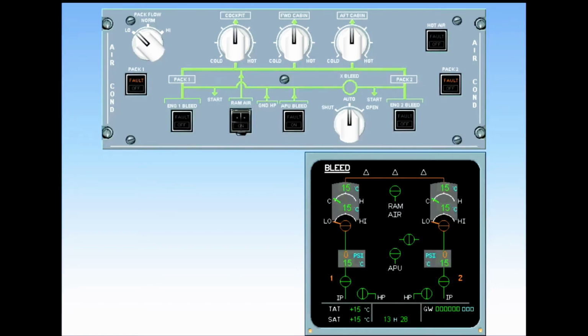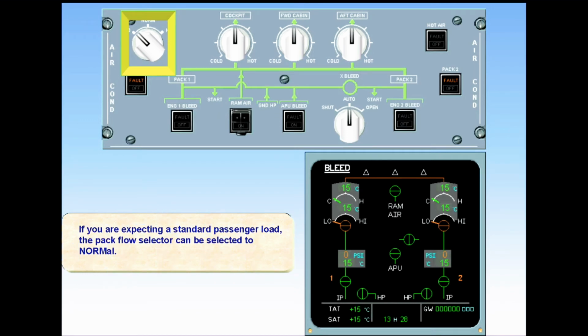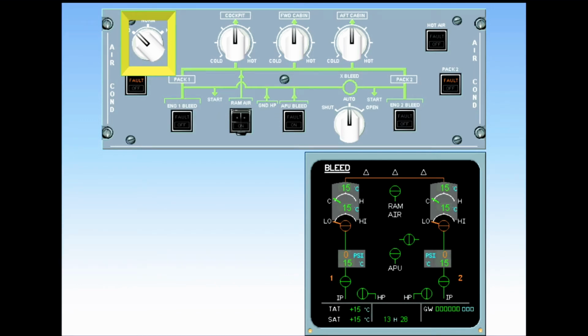Expecting a standard passenger load, the pack flow selector can be selected to Normal. Changing the pack flow selector does not cause any change on the ECAM page. The selector affects pack flow only when the engines are running and supplying bleed air to the packs. Should the APU be supplying the air, or should one pack be shut down, the airflow automatically reverts to high, regardless of switch position.